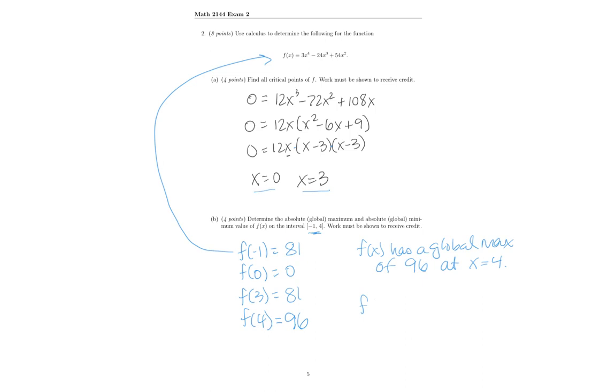And I can say f of x has a global min, and again, it's on the interval -1, 4, and the minimum value is 0. So this is the smallest, and this is the biggest. At x equals 0, it achieves its minimum value of 0. At x equals 4, it achieves its maximum value of 96.